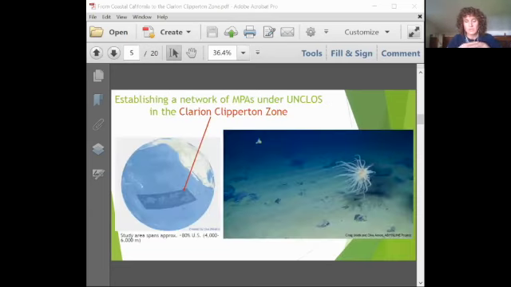Most of my work as a lawyer has been working with spatial ecologists on establishing these marine protected areas. And the Clarion Clipperton zone in particular is one of my favorite areas. It spans approximately 80% of the United States across. If you overlaid it on the continental United States, you would see it going from California all the way to the eastern seaboard.